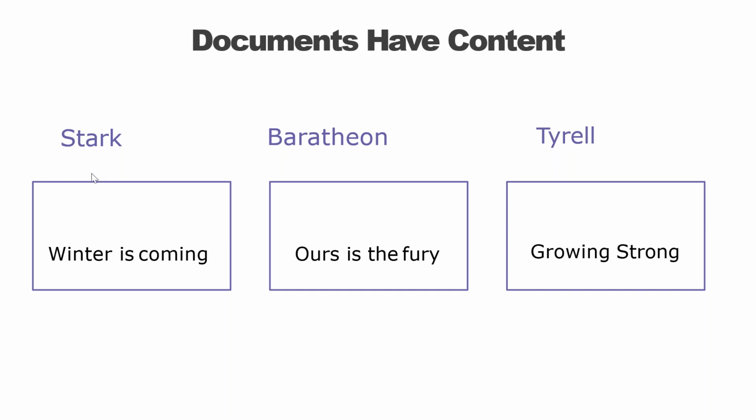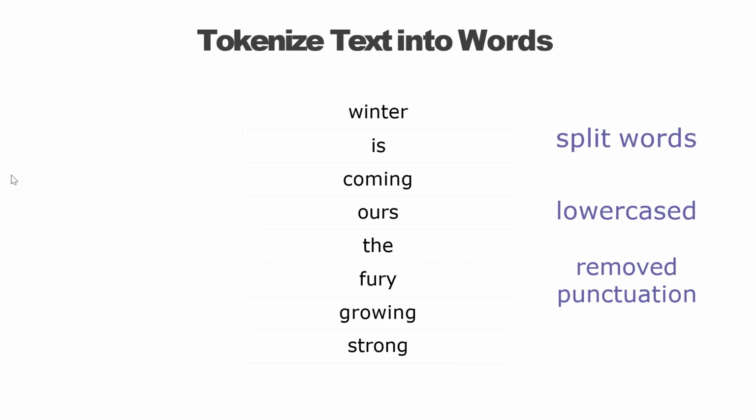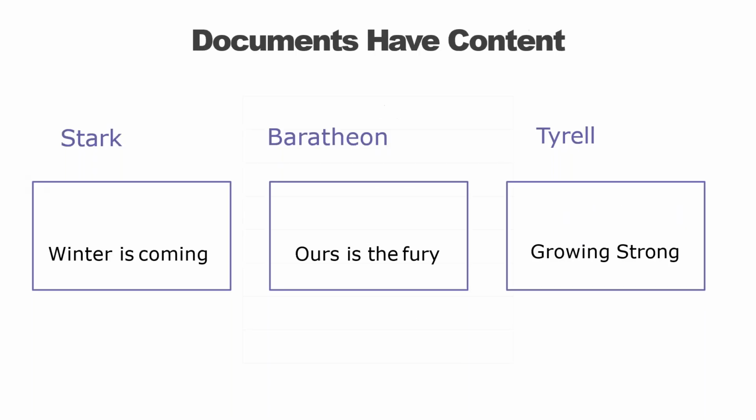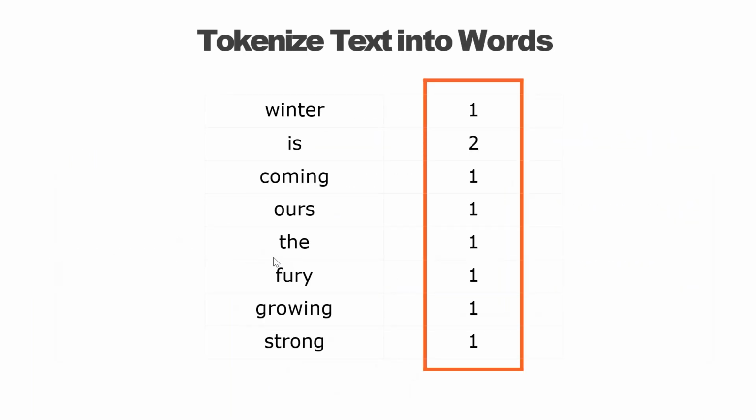So now we have to create an inverted index. How can we create it? First tokenize this. Remember the process, tokenization. Tokenize means just tokenize each word of the document. So winter, is, coming, ours, is, the, fury, growing, strong. And look at the repetitive word in these three documents. You see that only "is" has two occurrences, the rest are one. So this process is called tokenization. Are you comfortable?